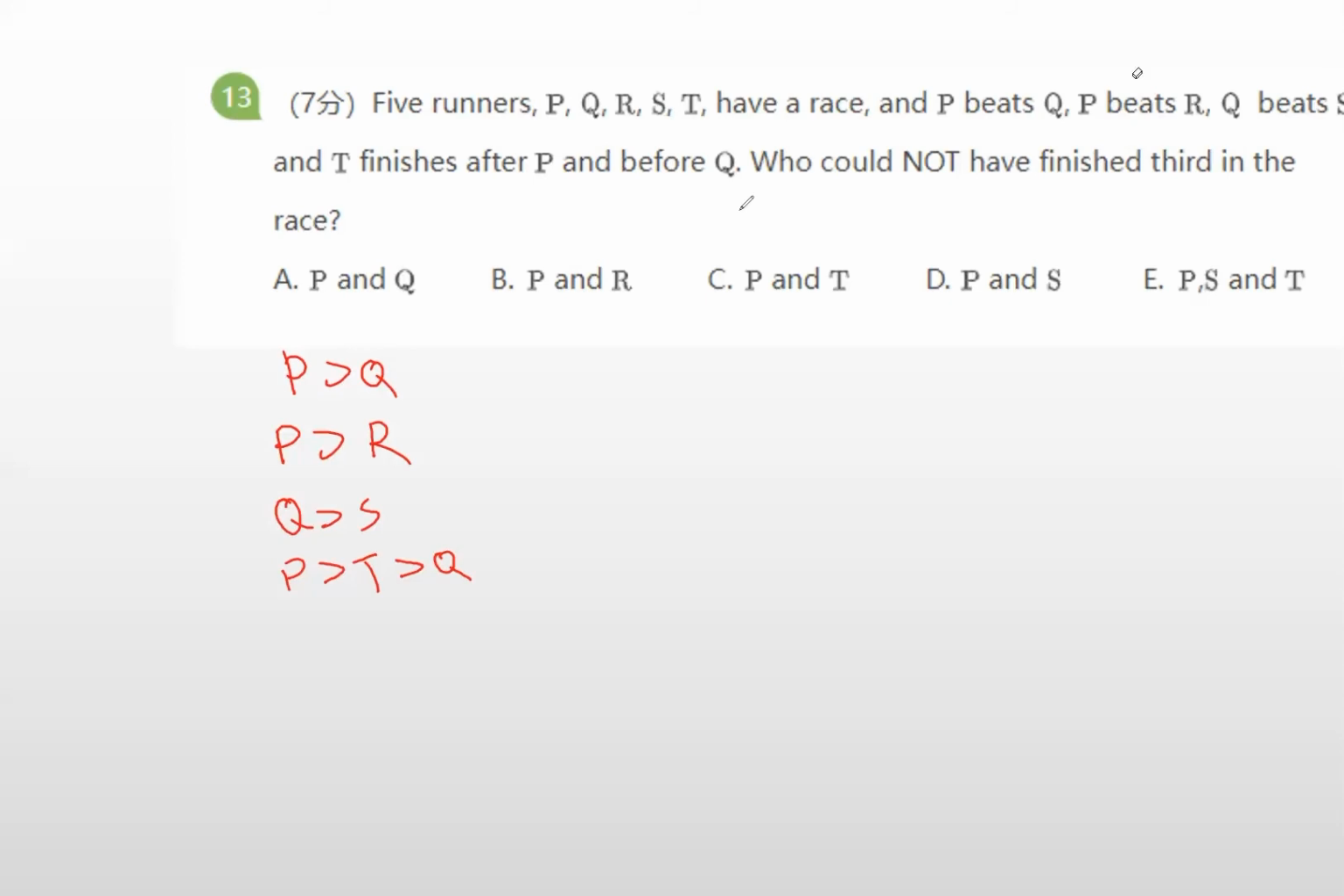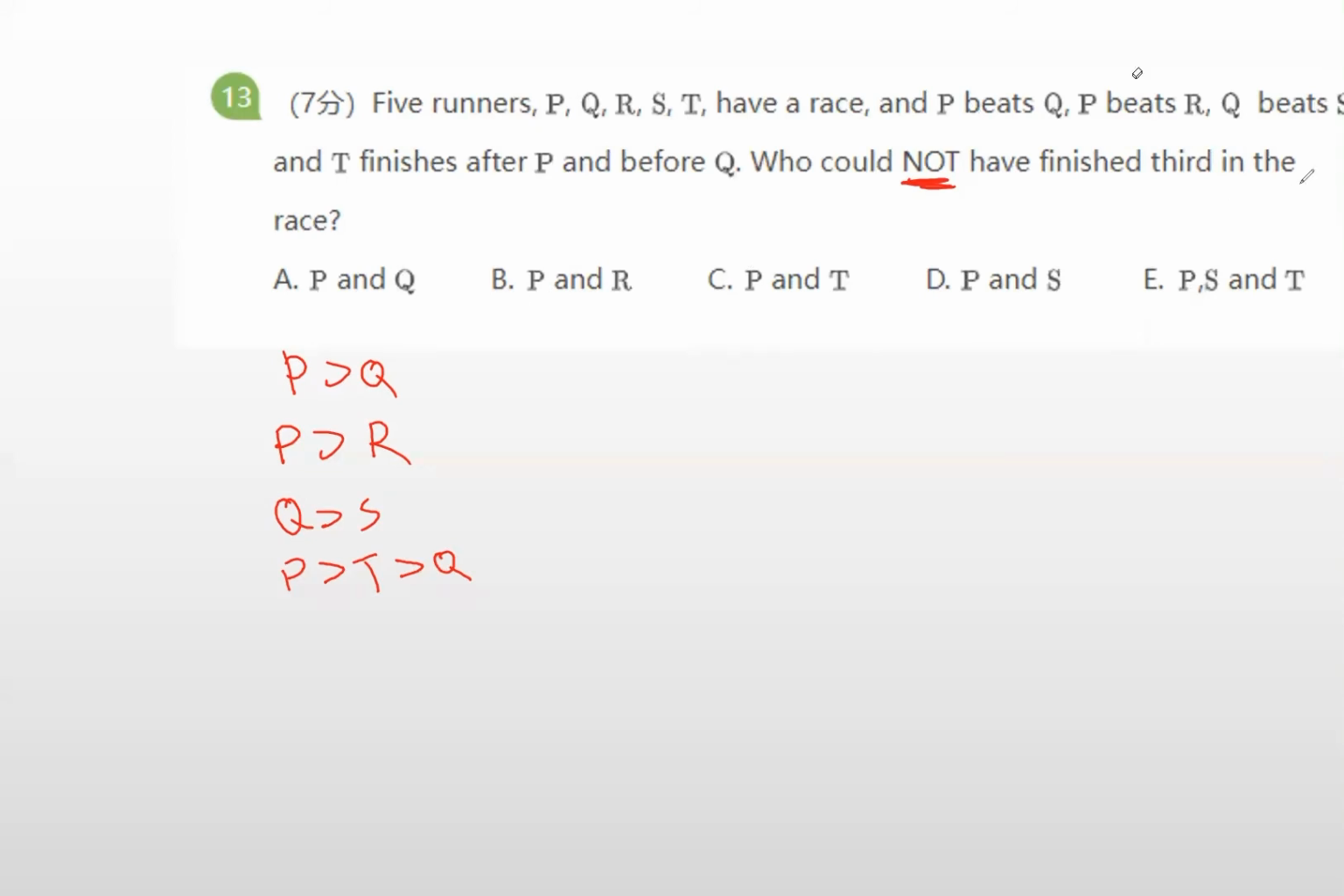So we can rank them in order. So who could not have finished third in the race? Remember here, we said not. So you see that every answer has P. So we know P cannot finish in third place. Okay, so this is a little hint.